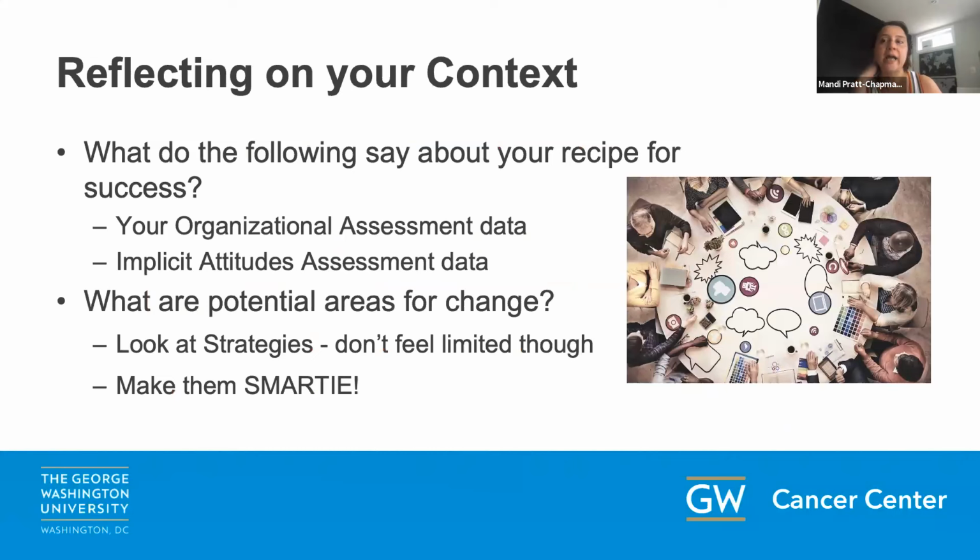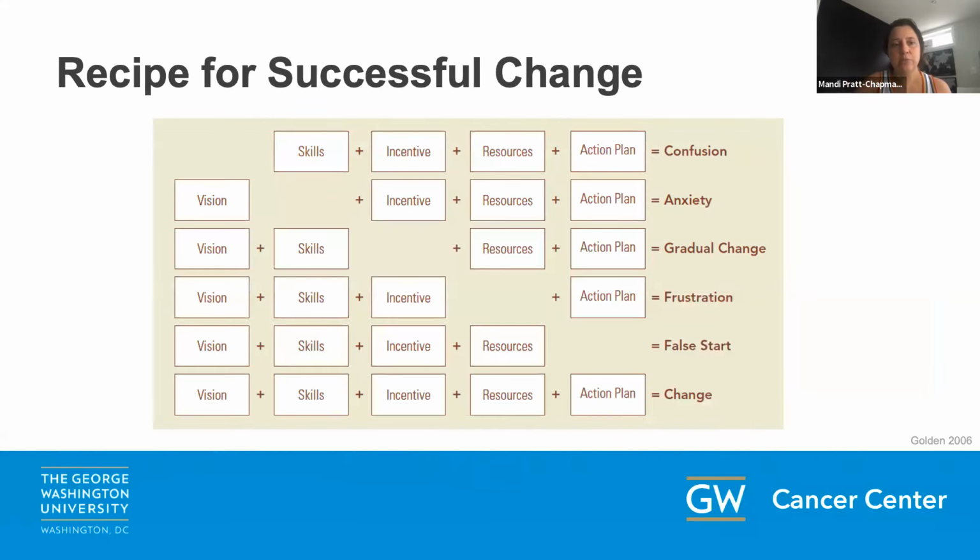So I'd love for you as teams to think about your organizational assessment data and your own personal implicit attitudes assessment data. I haven't looked at the baseline data, and you don't have identifiers that are linked to you personally. I don't know how you all feel about that, but just reflect on your own test results and your team organizational data. What does that say about this recipe for change? What does that say about the vision, skills, incentive, resources that you have available?